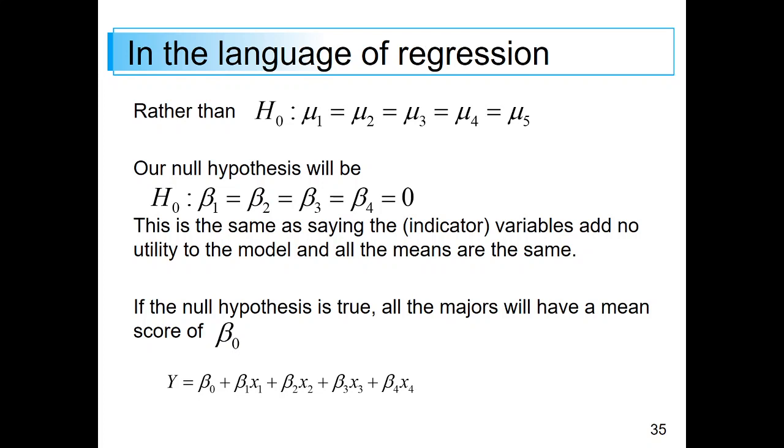Okay, so then rather than using the language of analysis of variance that all the means are equal, what we're going to say is our null hypothesis will be all of our partial slopes are 0. Let's think about that. What we're saying is that the indicator variables add no utility to the model and all the means are the same. And if that's true, the means will all have a mean score of beta naught. If the means are all going to be the same, so the business majors are all going to be the same as the psych majors, then beta naught will have to be the same for all of them. And so this is kind of a slick idea.